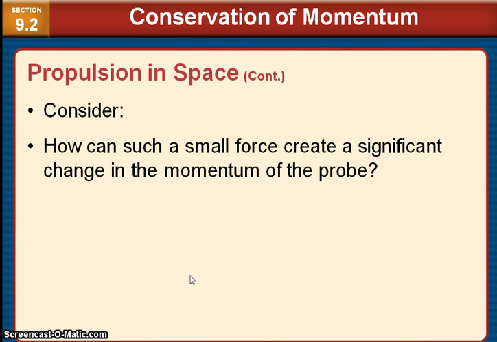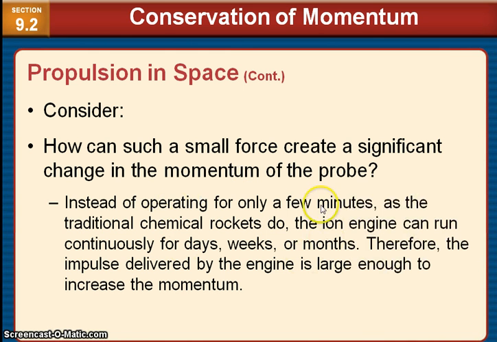So when we look at the rocket ship, it talks about how the new rocket ships don't put out as much force. So how can such a small force create such a significant momentum? Well, like we talked about the other day with the airbags, for me to have a large change in momentum, I have to have a large impulse. So if I have a small force, the only way to have a large impulse and a large change in momentum is I have to have it over a longer amount of time.